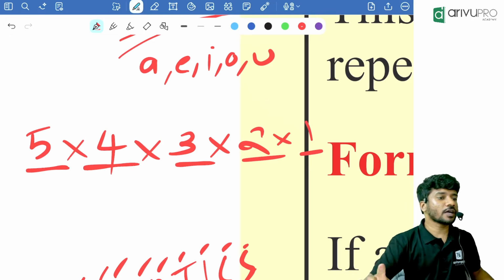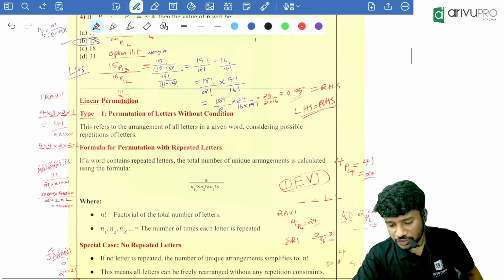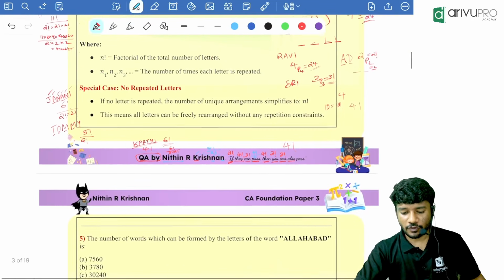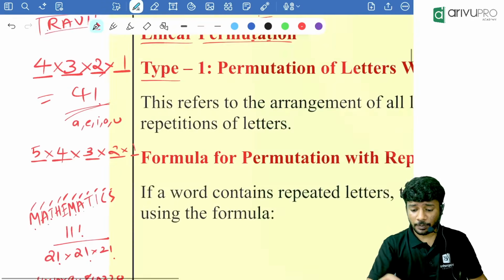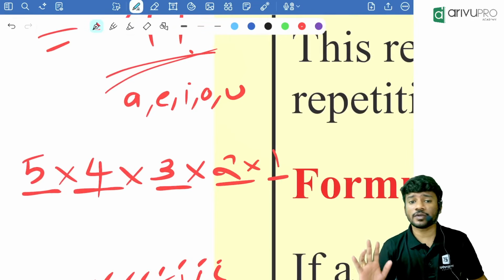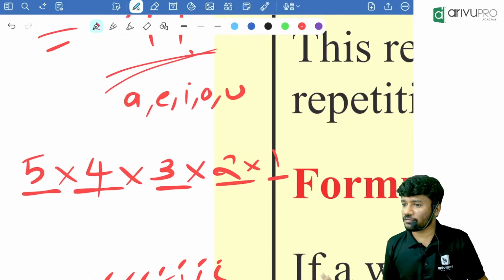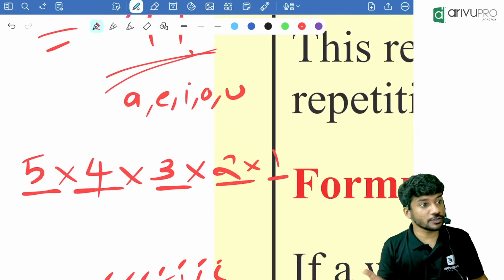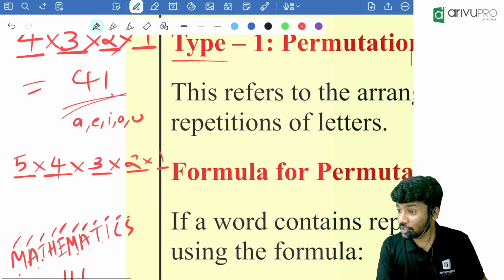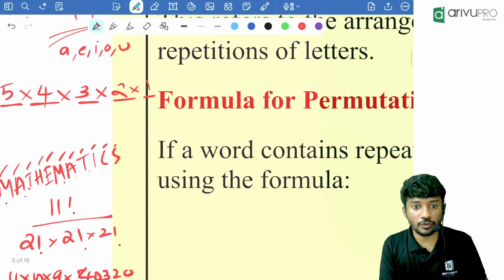I hope everyone understood the basics. If so, we can go further forward. Now here, if any repetition is there after doing this product, you will divide with the number of repeated factors. In this method also, the final step is to divide by the factorials of the repeated factors.